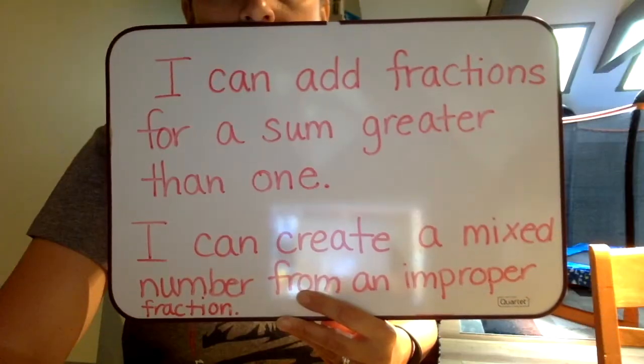So I've got another 180 lesson for you today. It is Block 4, Topic 2, Lesson 4. We're going to be talking about adding fractions to find sums that are greater than 1. So we're going to be looking at what happens when we get an improper fraction and how do we turn that into a mixed number.